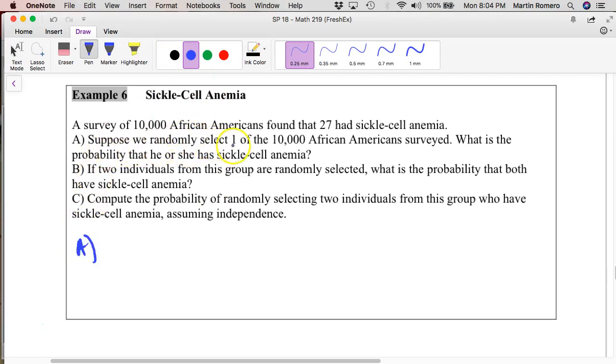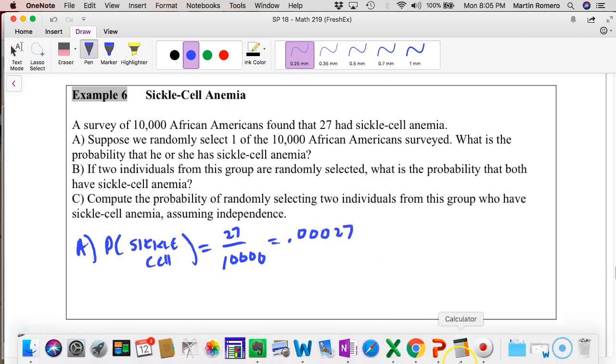Suppose that we select 1 out of 10,000 African Americans. What is the probability that he or she has sickle cell anemia? Well, we have the numbers there. The probability that they have sickle cell anemia is just going to be 27 over 10,000, or 27 ten-thousandths.